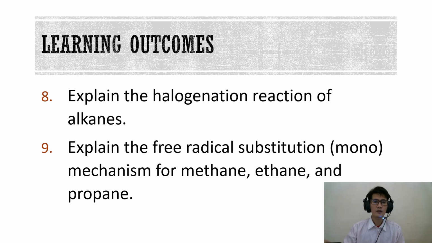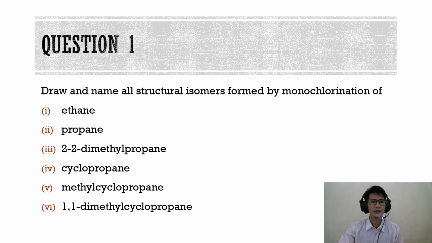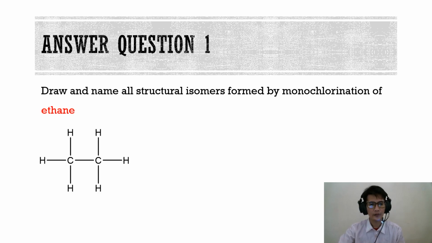All right, so let's go to question number 1 to achieve LO number 8. The question is: draw and name all the structural formulas or structural isomers formed by monochlorination of ethane, propane, 2,2-dimethylpropane, cyclopropane, methylcyclopropane, and 1,1-dimethylcyclopropane. All right, so we discuss the first compound.